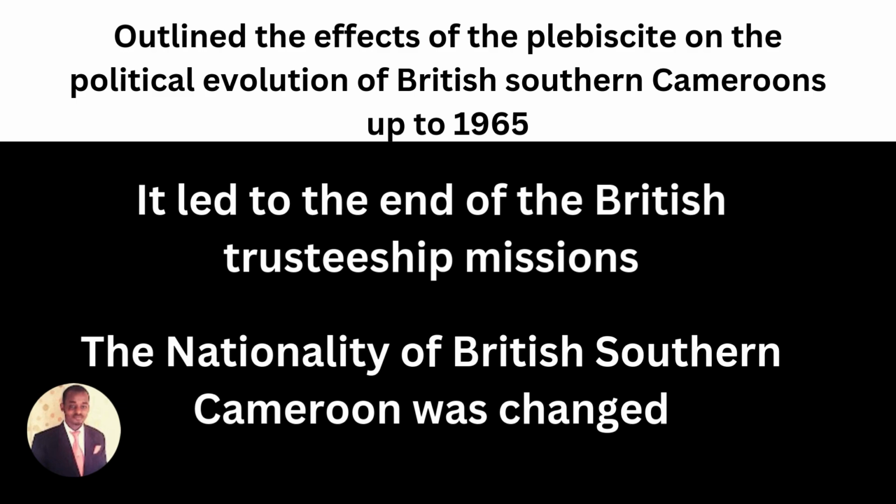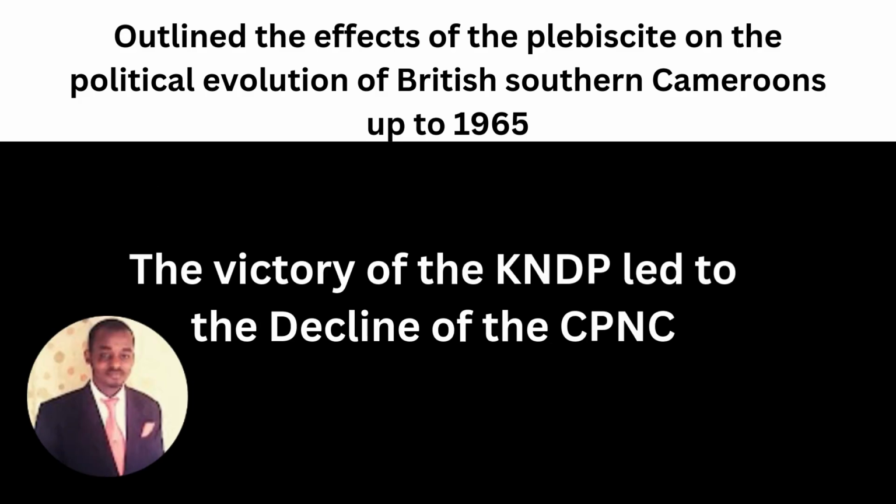Another effect is that it led to the end of the British trusteeship missions. Then another one is that the nationality of British Southern Cameroon was changed, because they had to join the Republic of Cameroon, as we know. So their nationality obviously had to change. The last effect is that the victory of the KNDP led to a decline of the CPNC. The KNDP of Foncha experienced tremendous growth while the CPNC was declining.